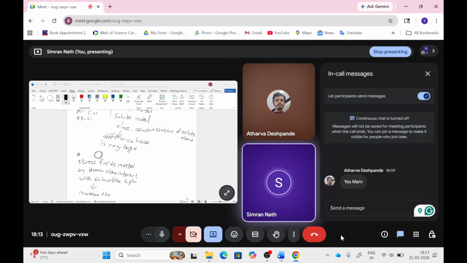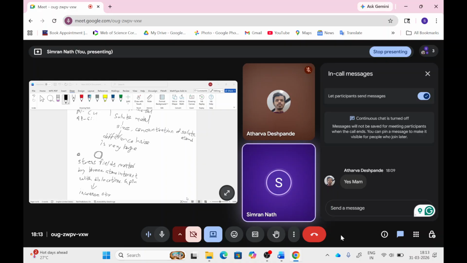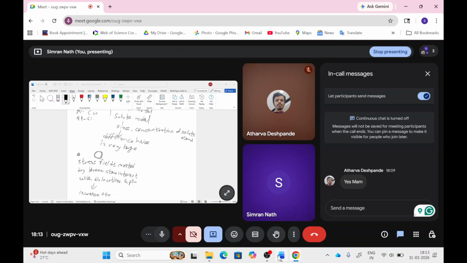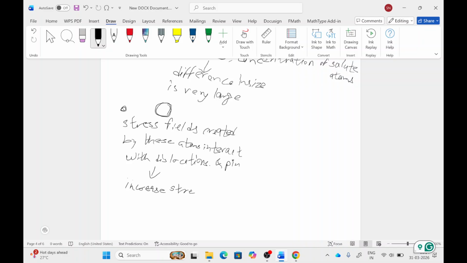In that case, the strengthening will be less. If the size difference is not sufficient, then the strengthening will not be much, means it is not significant. And the strength is generally yield strength.